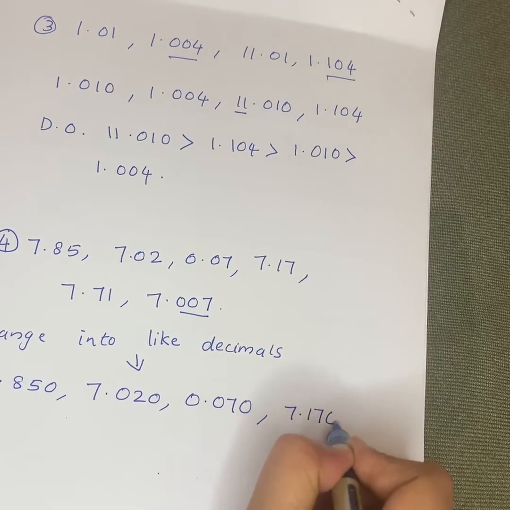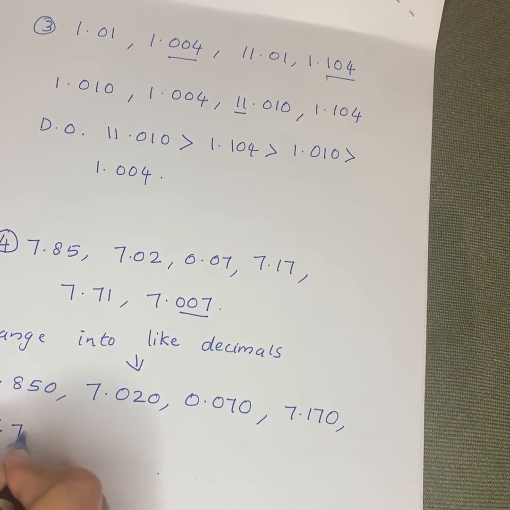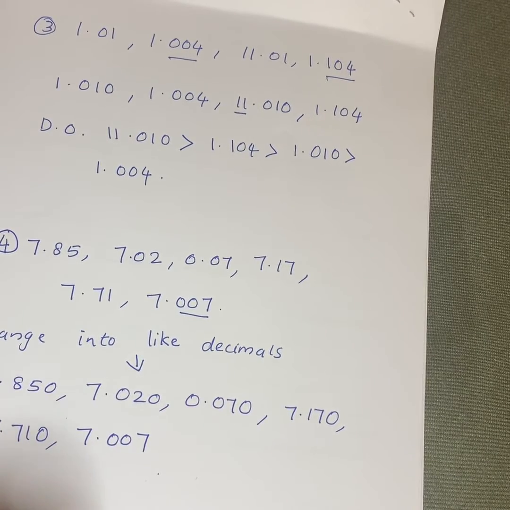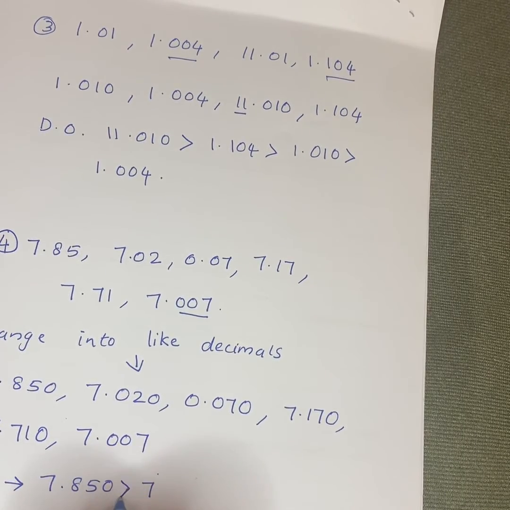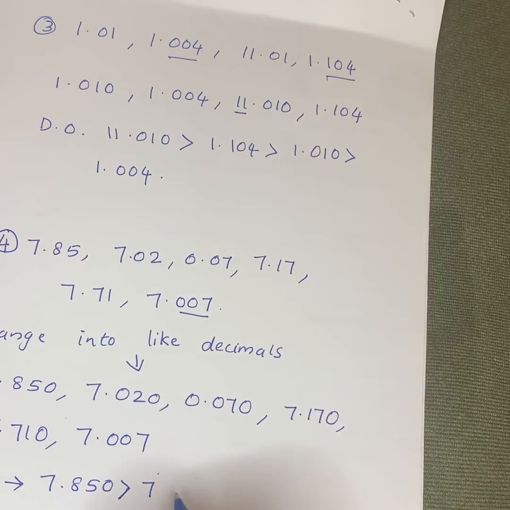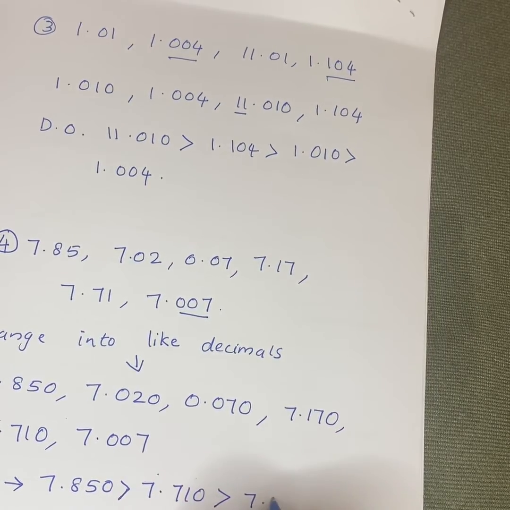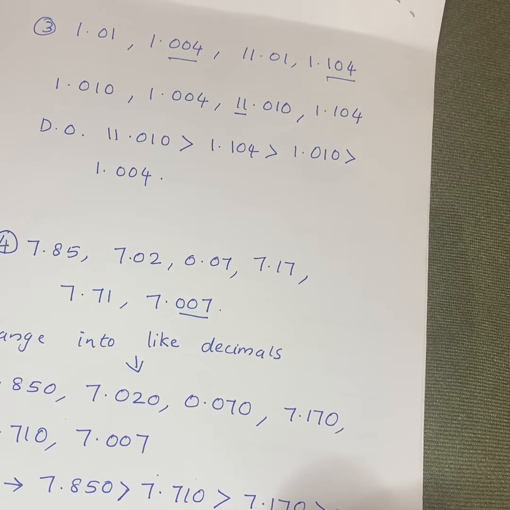So here I arranged them into like decimals, then 7.850, 7.710, 7.170, 7.020, 7.007, then the least one, 0.070.